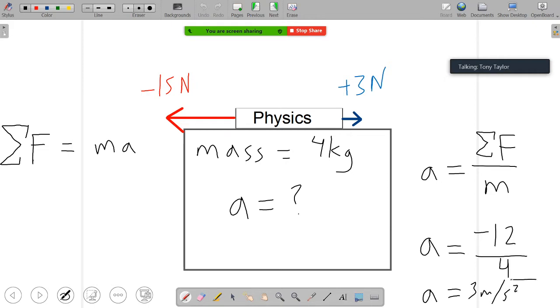3 meters per second squared. Okay. So again, this is just reviewing what we talked about before the Thanksgiving break. How to calculate acceleration if you know the magnitude of the force and the magnitude of the mass. Okay. So let's move on.